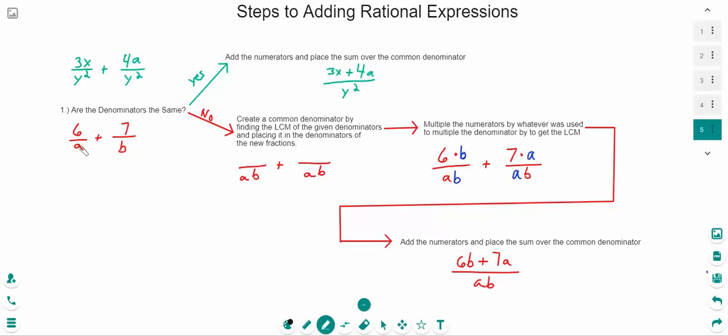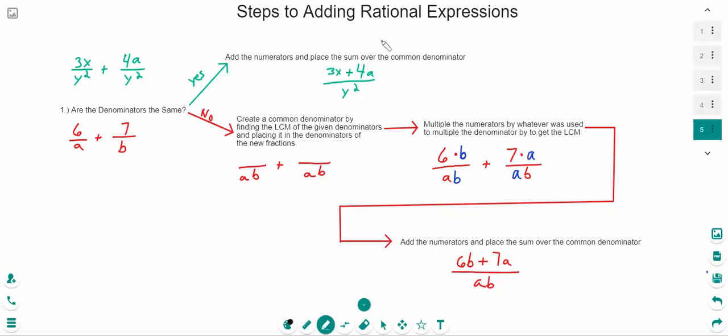So we needed to multiply this a by a b to get to this ab. So we multiply the 6 by a b. We needed to multiply this b by an a, so we need to multiply the 7 by an a. All right. And then the final step after that is very similar to the first step in the green section, and that is we're just adding now the numerators and placing them over the common denominator.